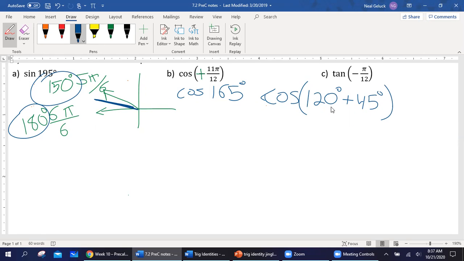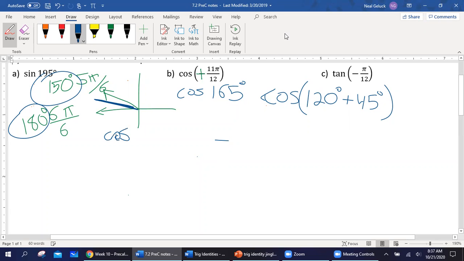That adds up to 165. So now I can apply cosine's identity. Addition, subtraction, cosine flips the sign. That's going to become a negative. Sine is mirrored, it keeps the sign while you double for cosine. So that means it goes cos, cos.